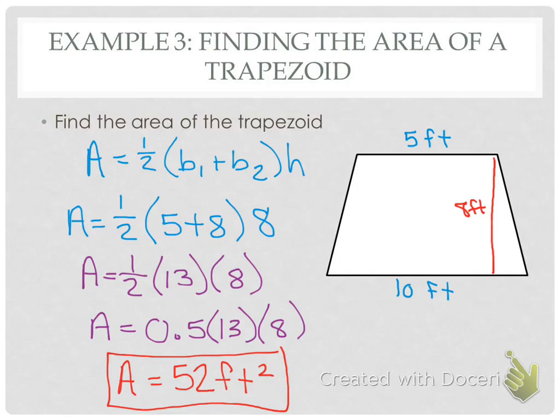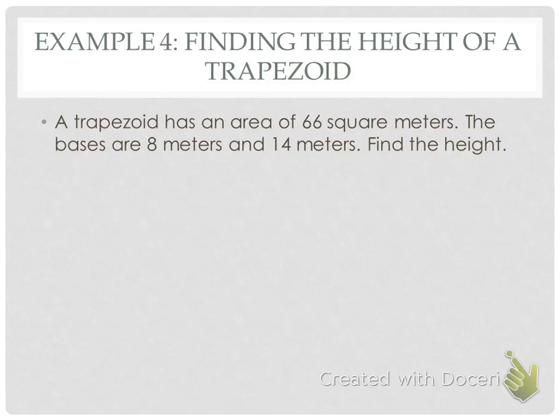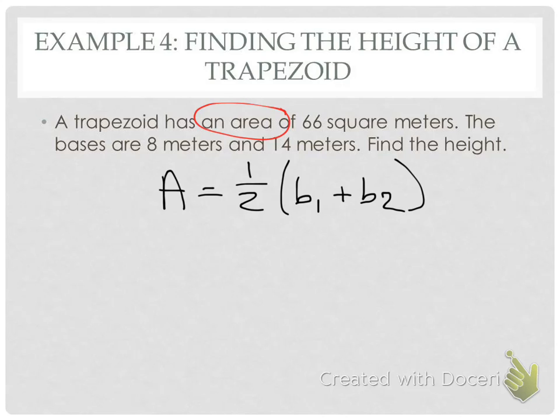Now, last but not least, example 4. All right, just like in example 2, when we found a different part of the area of a triangle formula, we're doing the same thing here. Now we're finding the height of the trapezoid. So it says a trapezoid has an area, okay, so there's my key, right there. It has an area of 66 square meters. The bases, plural, are 8 and 14 meters. Find the height. So now I just take these numbers and I plug it into the formula to find the area of a trapezoid. 1/2 base 1 plus base 2 times the height.